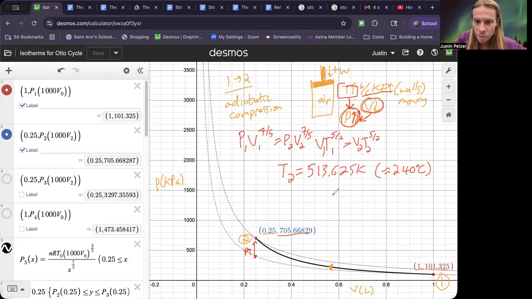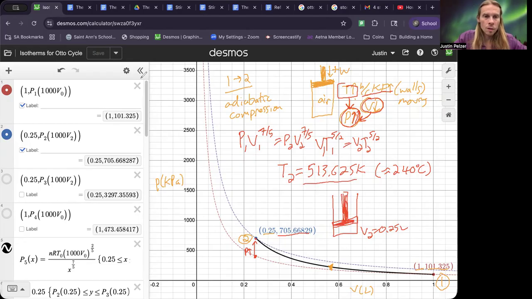We've compressed it, and the final drawing looks like this. We're down to a quarter of a liter, and the temperature has gone up, the pressure has gone up. Great. We can also solve. So take those notes, pause it. I'm going to clear everything.